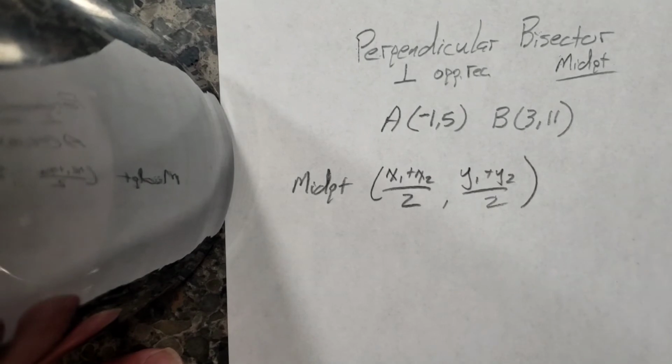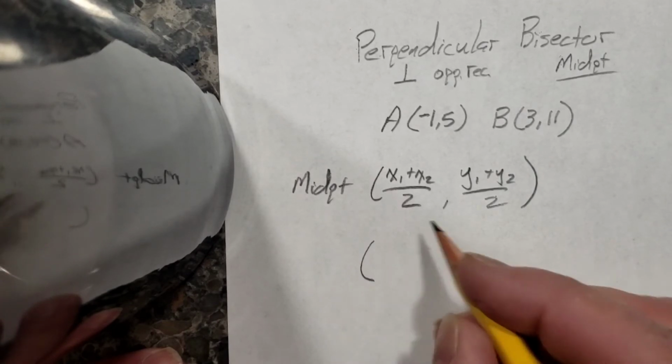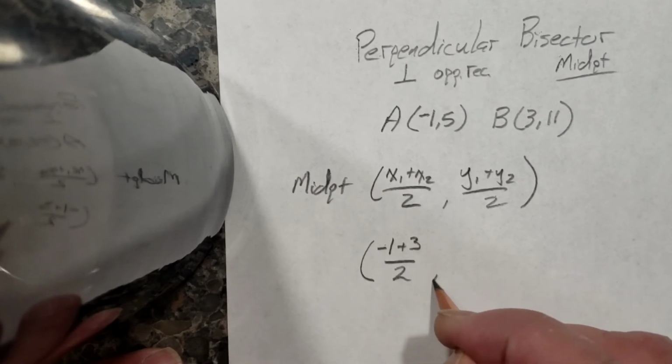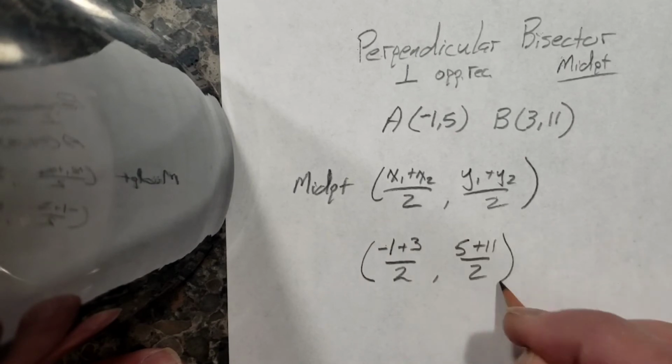Now, you're going to get a coordinate point. Okay, it's going to be an actual point. It's not going to be a constant. So make sure you understand that as you do this. My x coordinates are negative 1 plus 3 over 2, and my y coordinates are 5 plus 11 over 2.